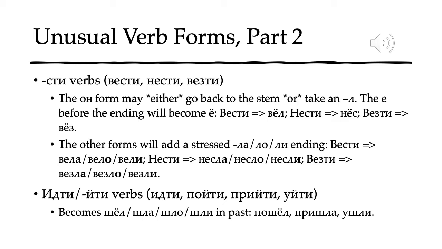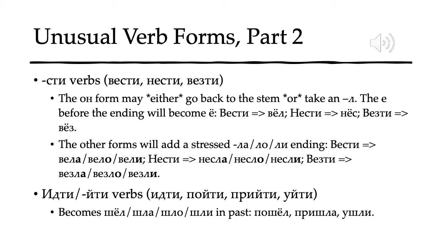Where things get a little more complicated is when we have these сти verbs. So the infinitive ends in с, ти, like вести, to lead or guide, нести, to carry on foot, and везти, it's pronounced висти, but spelled везти, to transport by vehicle. And these are all unidirectional verbs of motion, FYI.